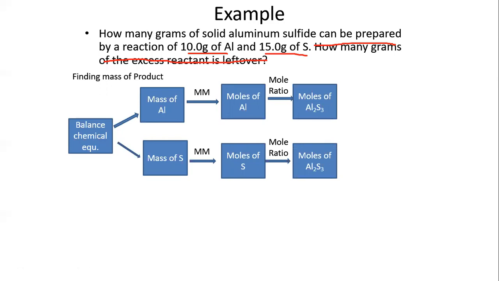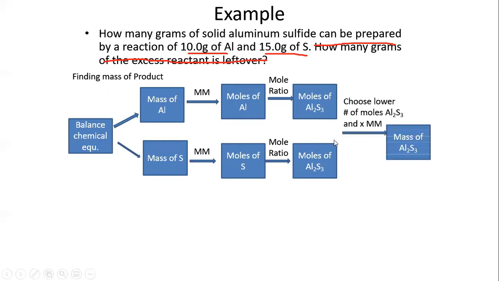Here aluminum sulfide is the product that we want. Once we find the moles of product, we see which one produces the least amount of moles of product, and then we convert that to mass to get the theoretical yield. So again, when we find the moles of product produced by each reactant, we look at those two numbers and see which one is lower. Whichever one it is tells us what the limiting reactant is, and then we take those moles and convert them to mass of product.